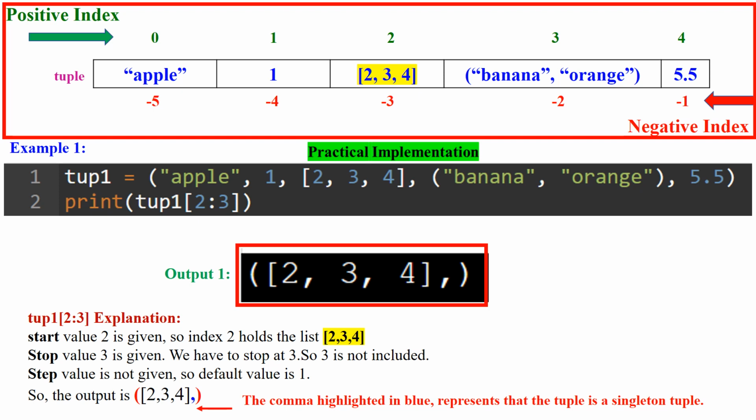We use tuple slicing to extract a slice from index 2 to index 3, exclusive. The slice 2:3 includes the element at index 2 but excludes the element at index 3. Since slicing returns a new tuple, the resulting slice is printed as a tuple containing the list 2, 3, 4. I have given a detailed explanation below. Just pause the video and recall the start, stop and step value, with the above indexing picture of the tuple given.